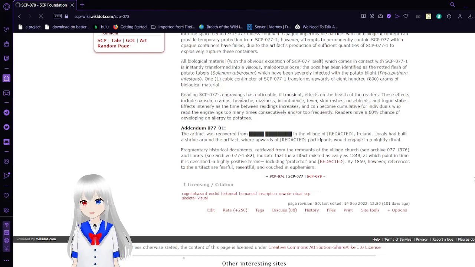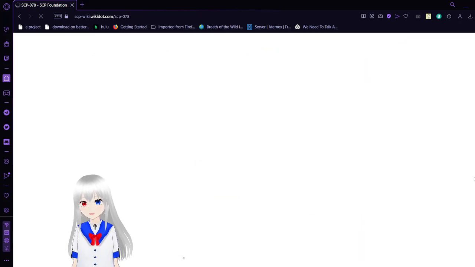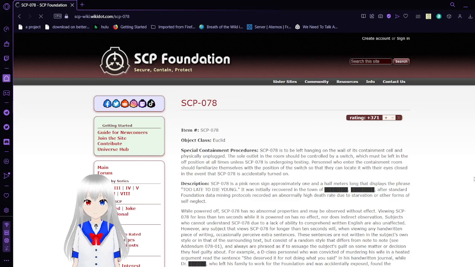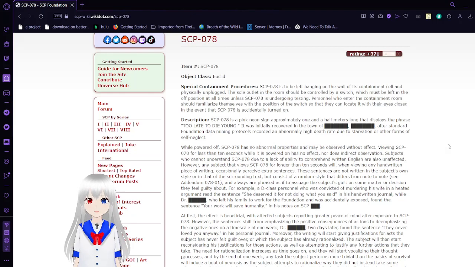Now we go on to SCP-78, also known as Guilt. Item number SCP-78. Object class Euclid. Special containment procedures: SCP-78 is to be left hanging on the wall of its containment cell and physically unplugged. The sole outlet in the room should be controlled by a switch, which must be left in the off position at all times unless SCP-78 is undergoing testing.